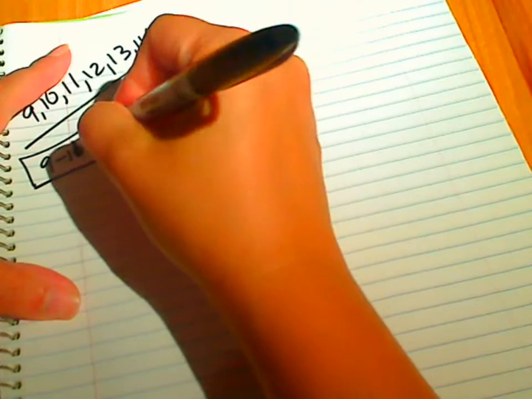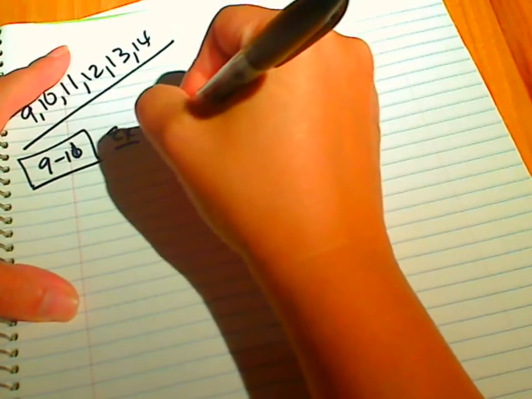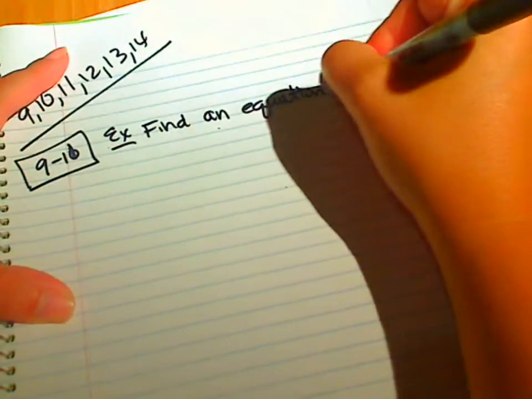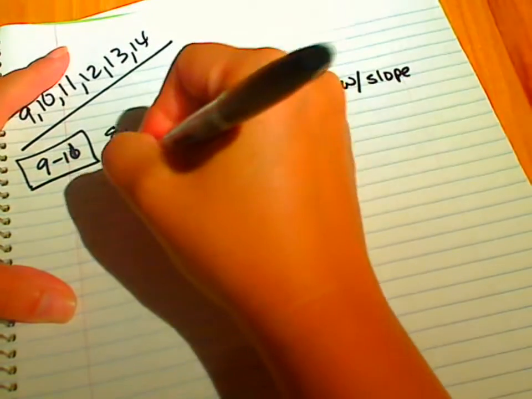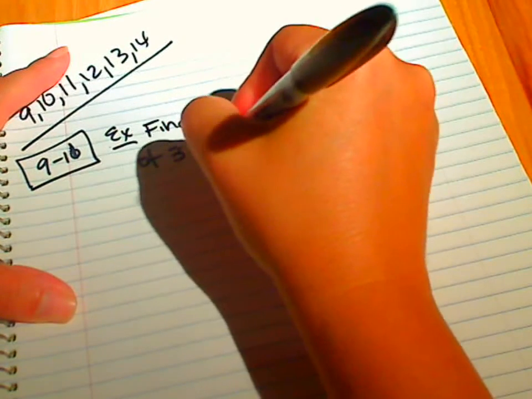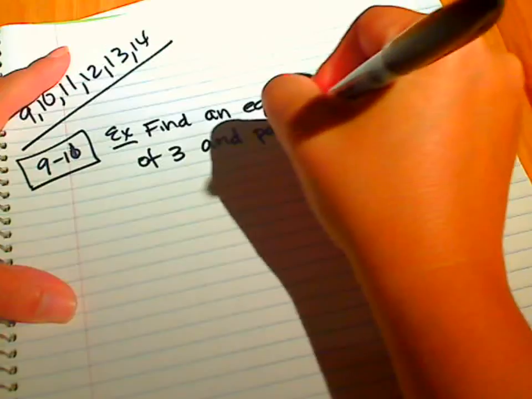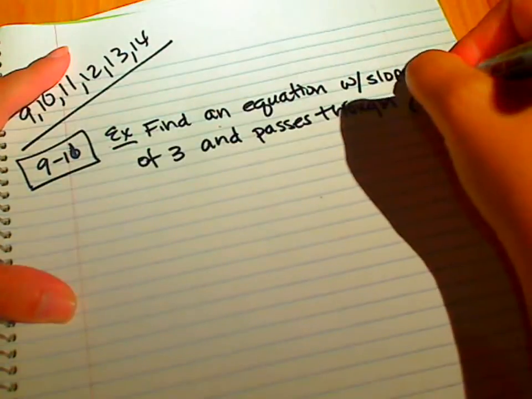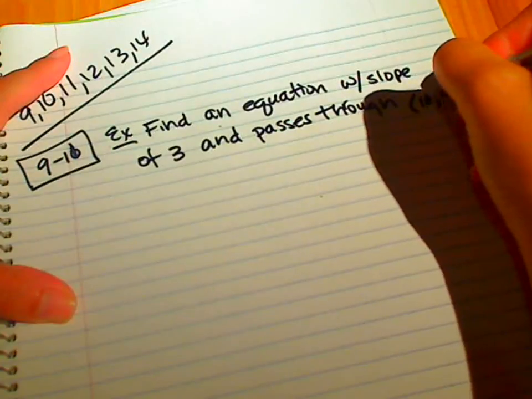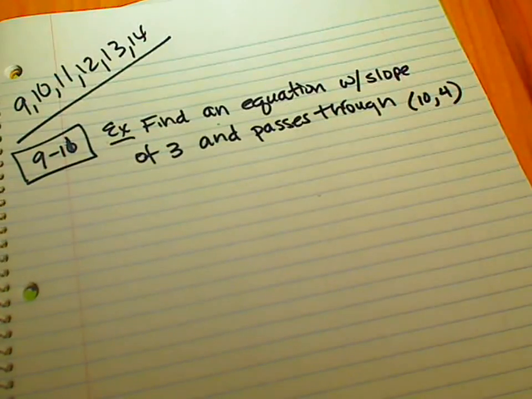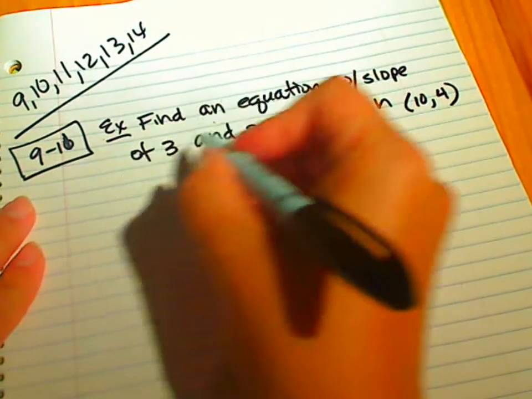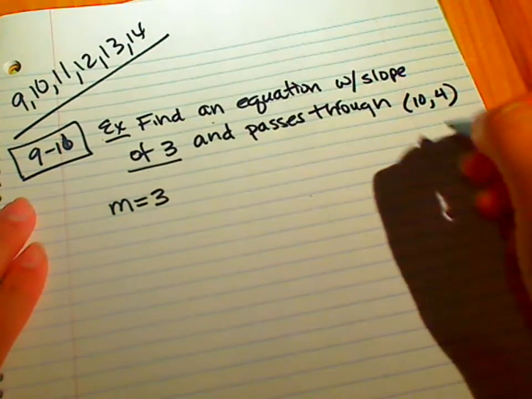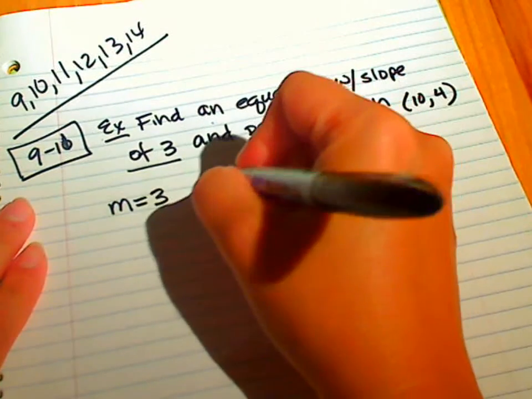So I'm going to give you an example. Find an equation with slope of 3 and passes through the point 10 and 4. Alright, so it says with slope of 3. So this means the m is 3. Now I have a 10 and a 4.